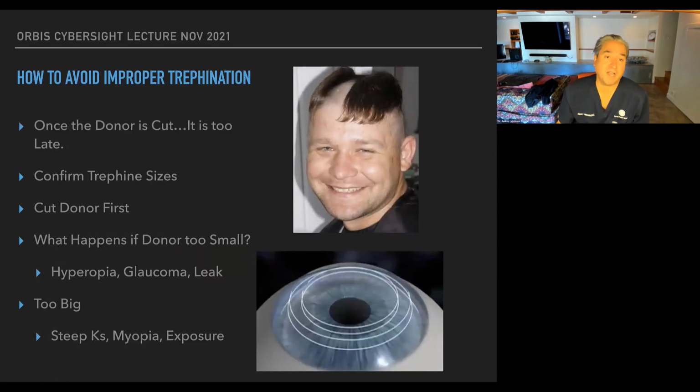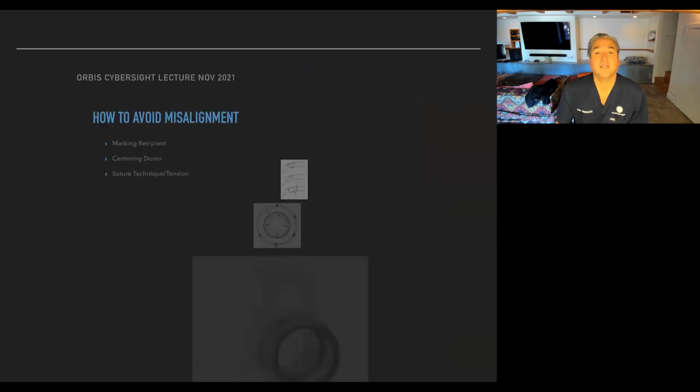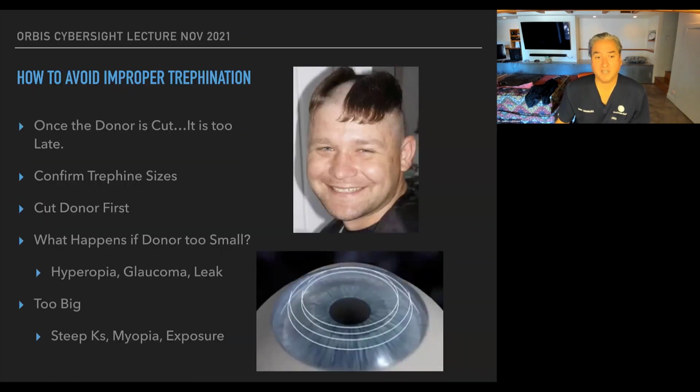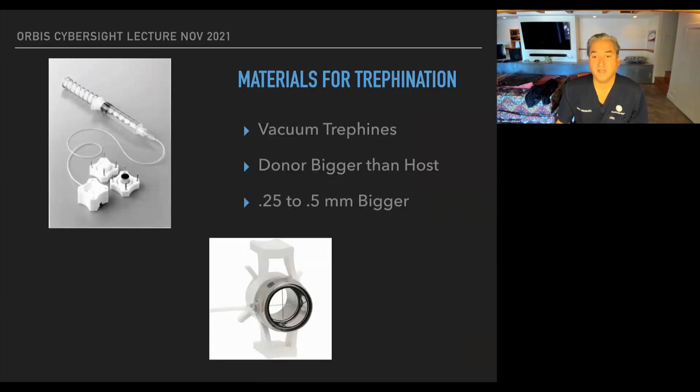How do you avoid improper trephination? You have to be smart, and double check with your assistant or the nurse that you have the correct trephine sizes. Always cut the donor first, and verify before you do both that you have the right size. If you've cut it wrong, you don't really have a good fix for that, so don't do it. Materials for trephination: I like to oversize the donor by 0.25. Some people go 0.5. I find that creates too steep a cornea, so 0.25 is what I like.